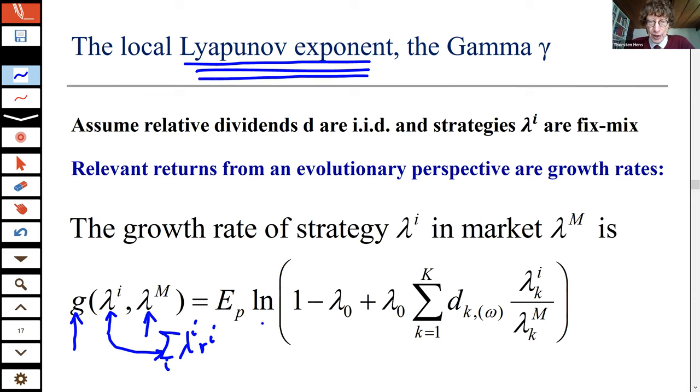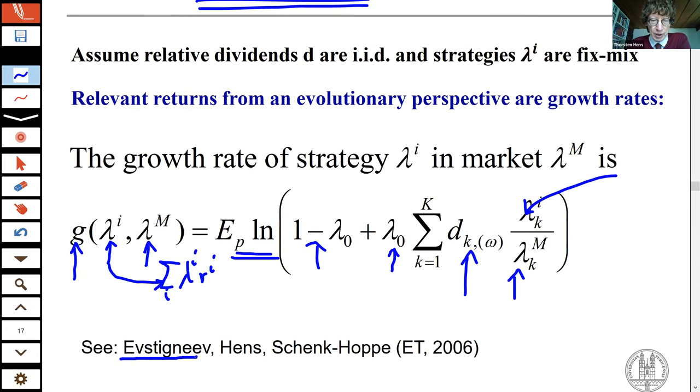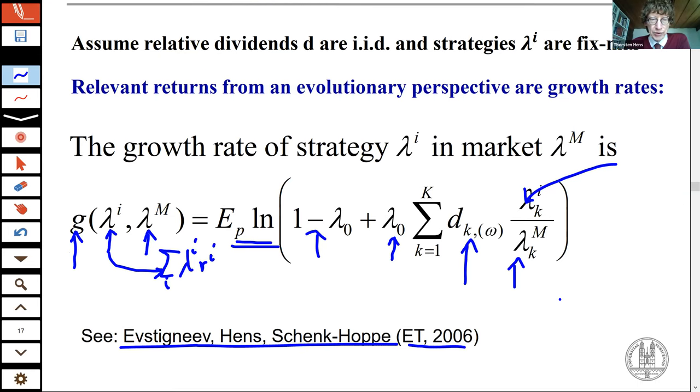You can solve it. And then what you find is the expected logarithm. The logarithm is natural because it's a multiplicative process. Relative wealth times the returns gives relative wealth the next period. So it's a multiplicative process, so you take the logarithm. But the expected logarithm of what? Of the relative dividends. Basically, where you have the strategy I here divided by the prices, which are determined by the market. And then you have the consumption rate and the reinvestment rate and this and that. So this is the feature or the solution to the equations, if you like, which you can analyze. This was first done in the paper with Evstigneev, Hens, and Schenk-Hoppé, Economic Theory 2006.